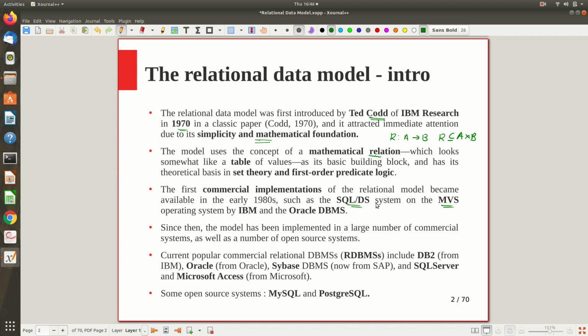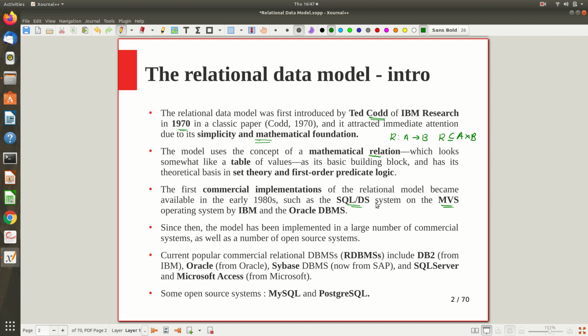So the MVS operating system by IBM and Oracle DBMS, these are two situations where the relational model started being used. Since then, the model has been implemented in a large number of commercial systems as well as a number of open source systems. Some of the implementations are like this, the current popular commercial RDBMS. We call it RDBMS, Relational Database Management System.